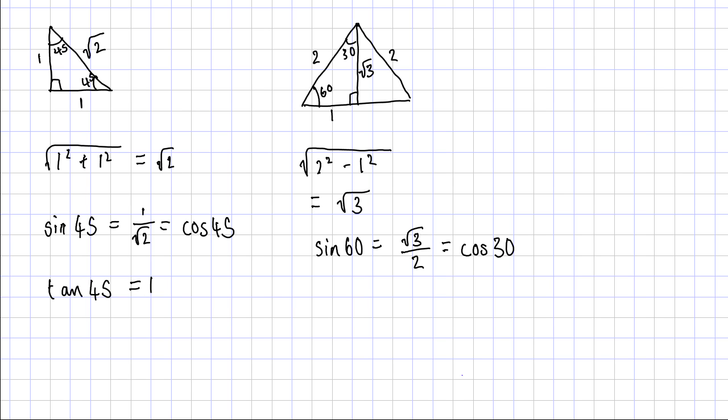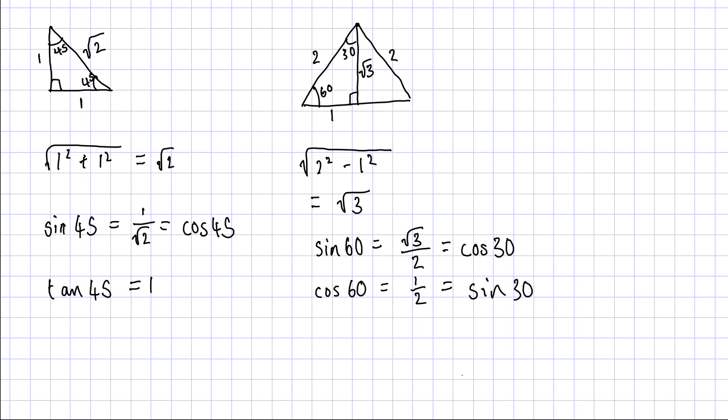Now let's work out cos of 60. From 60 I've got adjacent over hypotenuse, so cos of 60 is 1 over 2, which is a half. And I can also see that sine of 30, which is opposite over hypotenuse, is also a half. So cos 60 is equal to sine of 30.